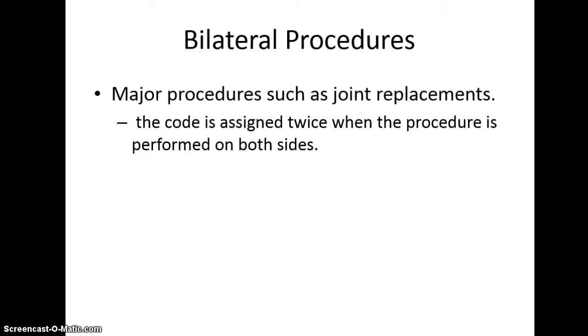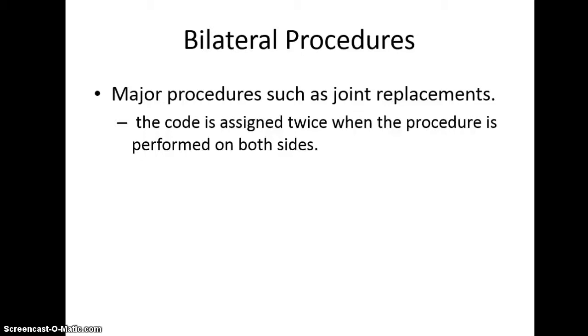Now, ICD-9 procedure codes do allow us to assign a code more than once, and that is allowed for bilateral procedures. An example would be a major procedure such as a joint replacement, and you would code that code twice. Some codes do make a distinction as to whether or not the procedure is performed unilaterally or bilaterally, so you're going to want to search your subterms to make sure that you don't miss that.